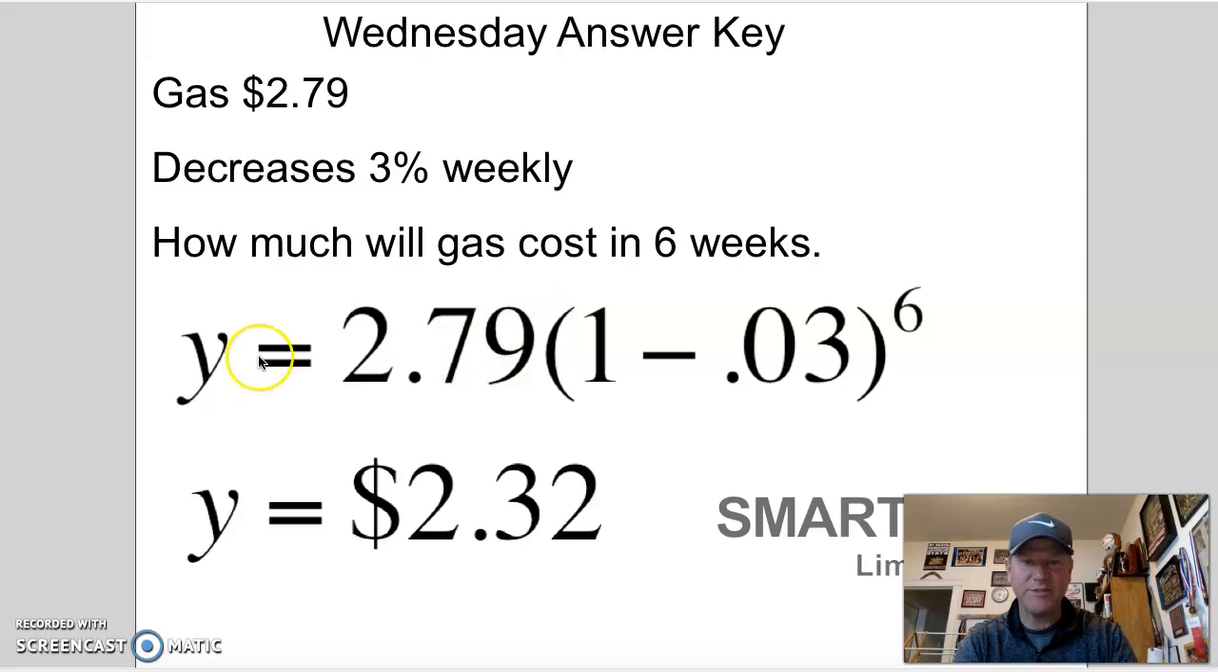Here's the setup. 2.79 was your starting value. We put that right here. Inside the parentheses, it's a decrease or decay problem. So we go 1 minus 0.03. Remember, we use that formula when we see a percentage. And this 6 represents the weeks. Now we plug that in our calculators and we get $2.32.